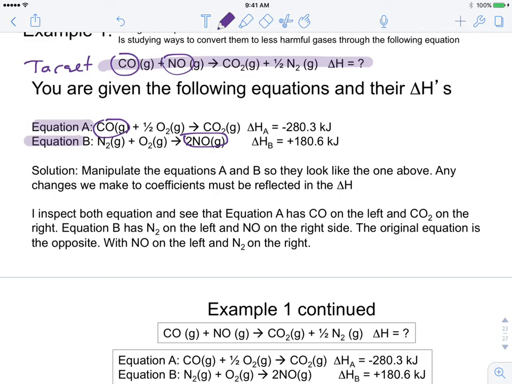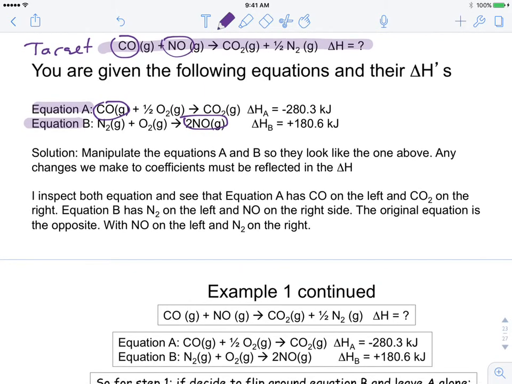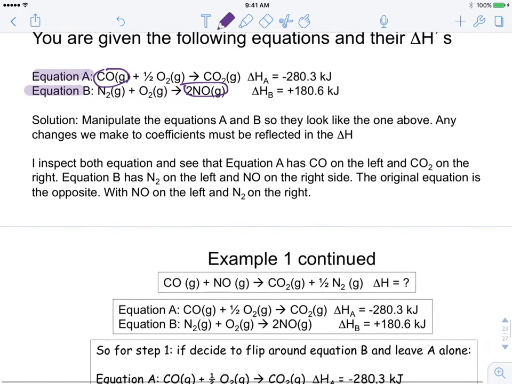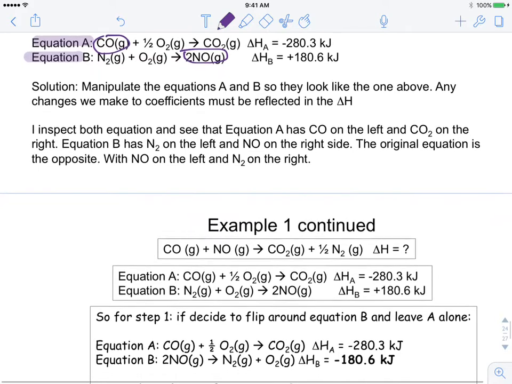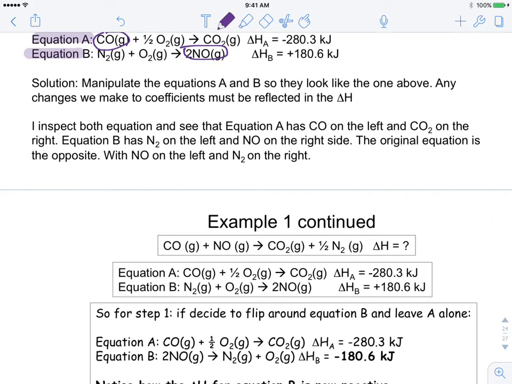I look at equation A and I see that CO is on the left side, which is good. CO2 is on the right side, which is good. And that's good because it matches the target. So for the first equation, I don't really have to do anything to A, because A is going to stay exactly the same. Now I leave A the same because, one, it has the correct coefficients. There's one carbon monoxide and one carbon monoxide. There's one carbon dioxide and one carbon dioxide.